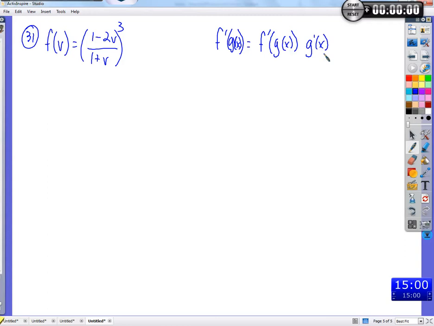Well, to take the derivative of the inside function, what are we going to need to use? Quotient. So that part, we're going to need to spell quotient with a q. That was a really good g though.